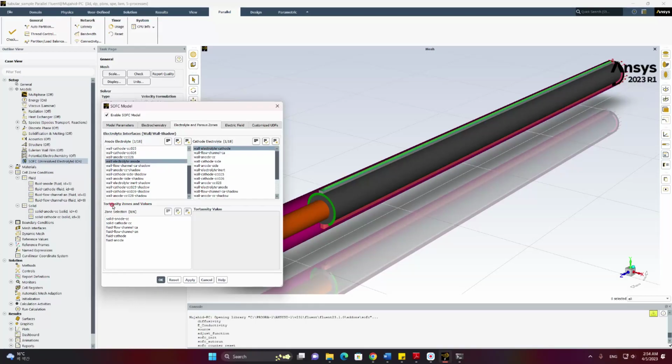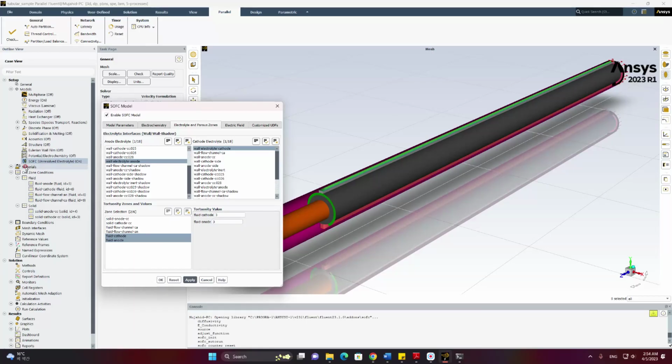And now on this side we select the wall electrolyte anode, wall electrolyte cathode, and tortuosity zones. These correspond to the zones or domains that actually enable the diffusion. We have only 2 zones, anode and cathode, and the value is 3 for both. Apply.